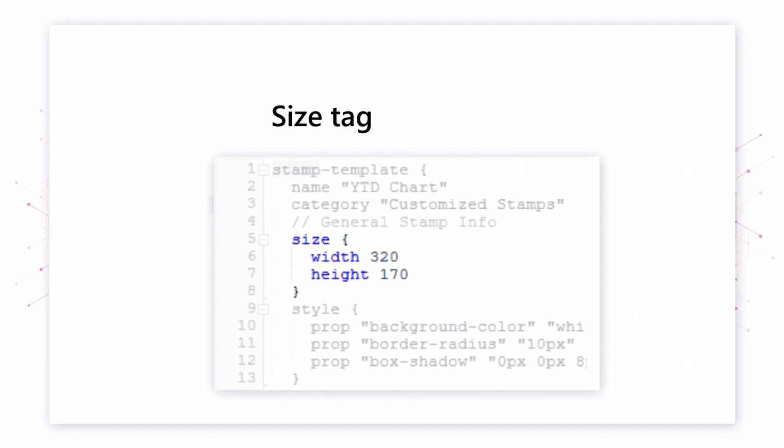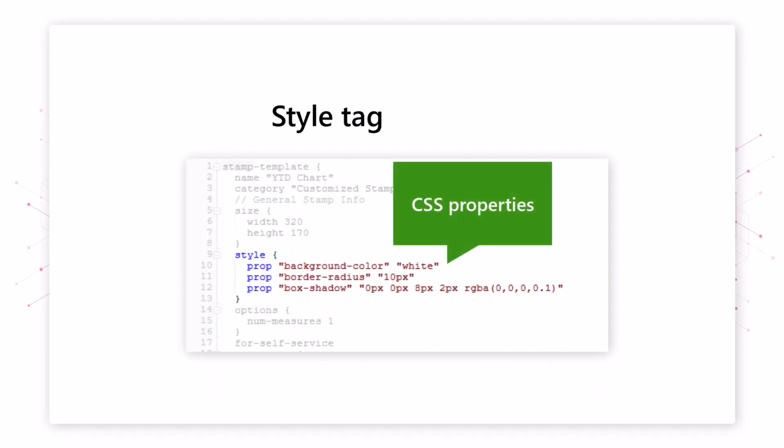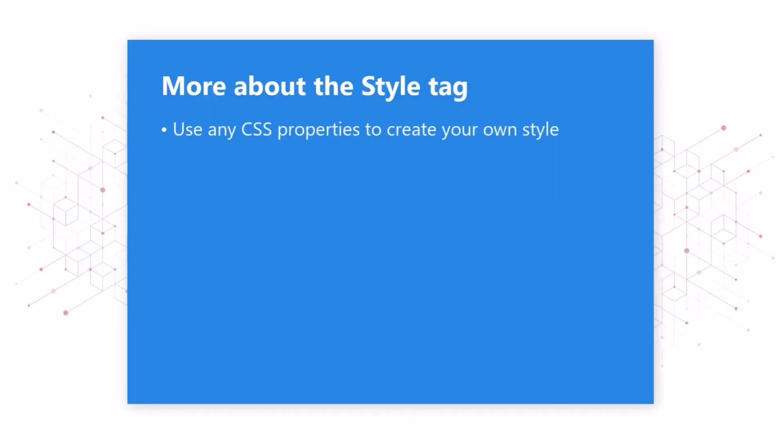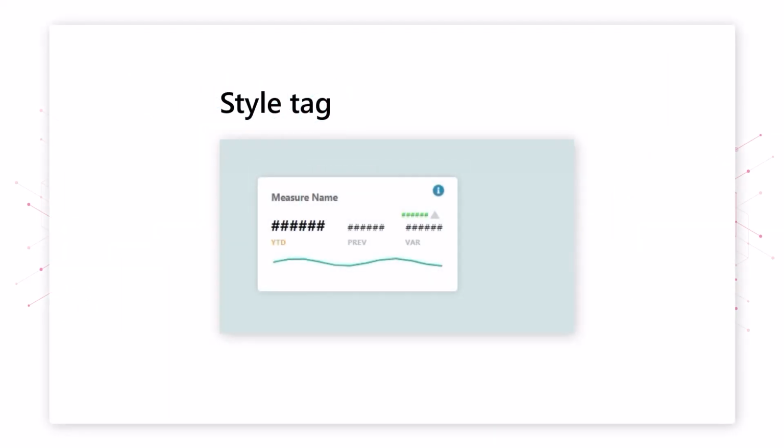The size tag defines the width and the height of the stamp in pixels. This is a required tag. The style tag specifies the CSS properties that will be applied to the stamp. We have a standard style, but you can use any CSS properties to create your own style. We've provided a link as a resource that you can use to create your own designs. The style we provide results in a basic white box like you've just seen on the dashboard.